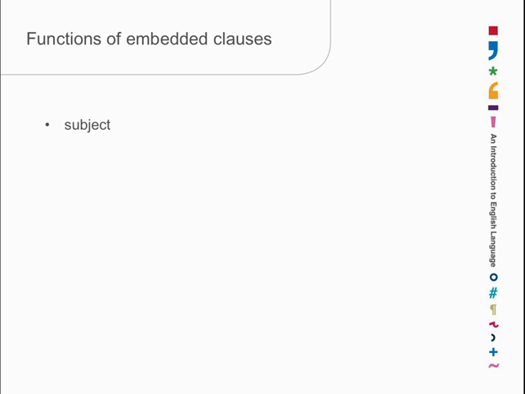So what are the functions of embedded clauses? We've already seen a couple of them. Let's see if we can look at the whole lot. Clauses can be subjects. What was it that lowered the price? That weeds had invaded the garden lowered the price. We're talking about the real estate industry here. Don't let your garden get overgrown if you want to sell your house.